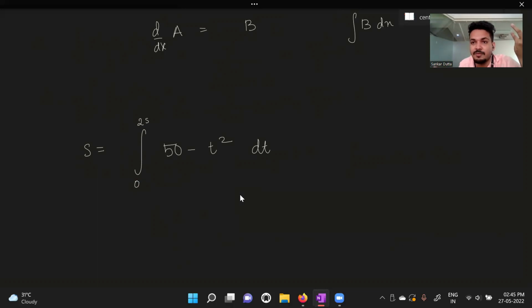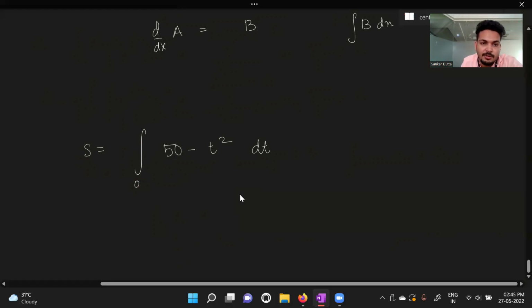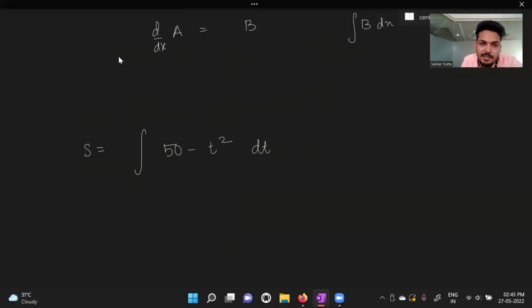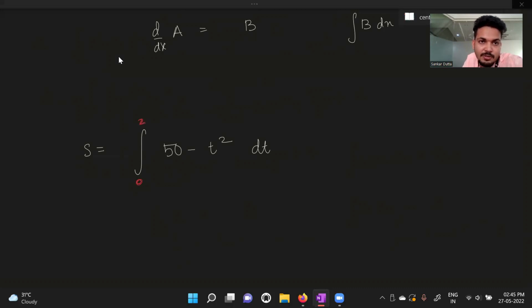What will I do with the variable form? I need to know, at the end of 2 seconds, how much the body has traveled. That was the initial question, and I need to be able to answer that. So what will I do? I'm going to highlight this here. You'll do the same integration, 50 minus t square, with respect to time, but you will put the limits also, from 0 seconds at the bottom to 2 seconds. This is something new, and I'm going to tell you how to solve this.